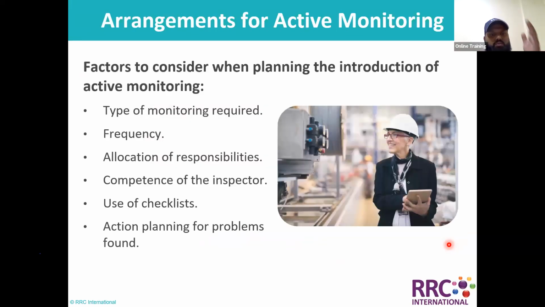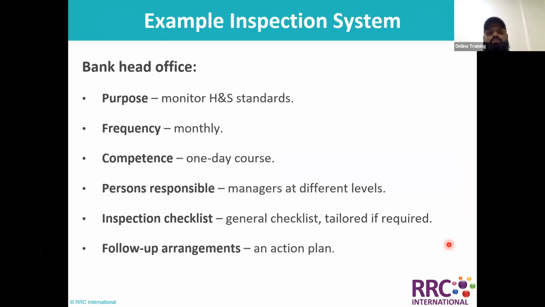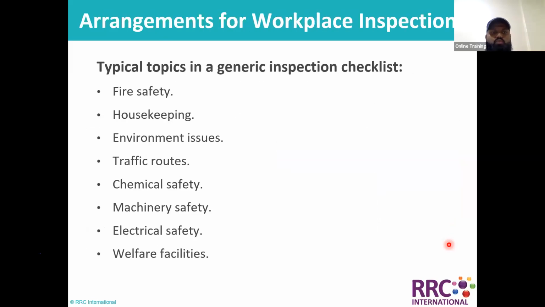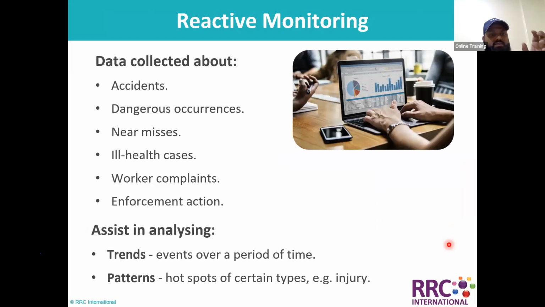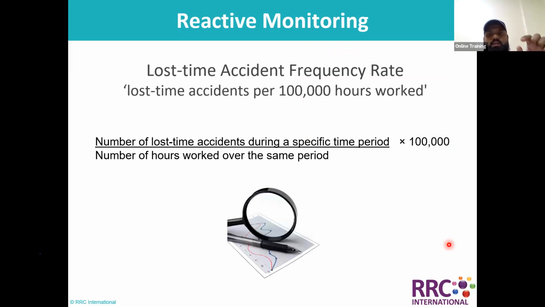And for the inspection, what kind of arrangements do we have to make? There was one example of an inspection. After that, we moved to the arrangements for workplace inspection: what topics and areas we have to inspect. Over here, I had given you one assignment. Next, in reactive monitoring, we learned about accidents and ill health. In case we have an accident or ill health, we collect the data. Data collection covers accidents, dangerous occurrences, near misses, and ill health, where we see trends and patterns that tell us about injury rates or incident rates.